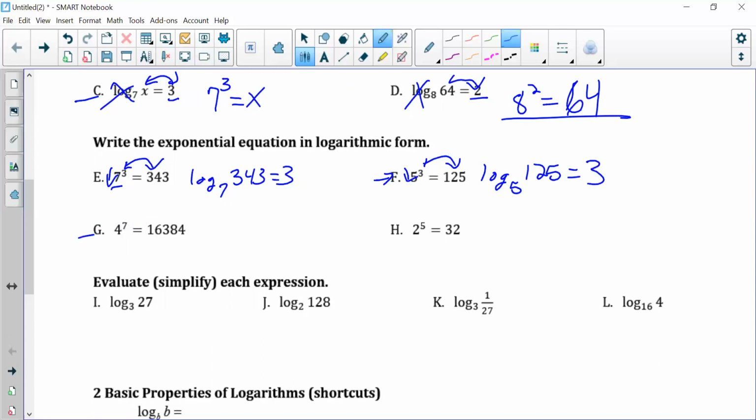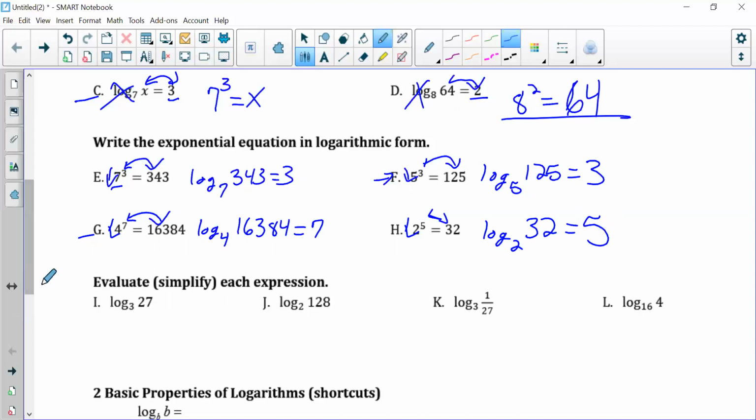G, once again, switch places, subscript. So the log, base 4, switch them places, of 16,384 equals 7. Last one. Switch them places, subscript. So the log, base 2, switch them places, of 32 equals 5. All right, and that's really all there is about converting them back and forth.